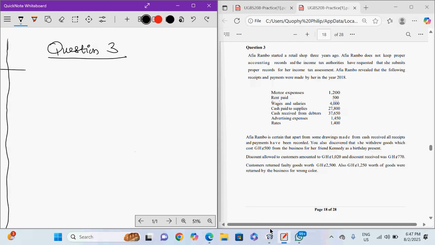Exactly. Because in the exams you'll be given a lot of information, a lot of questions, and it is your duty to decide which of them is which topic. So here, not keeping all books of accounts makes it a single entry.